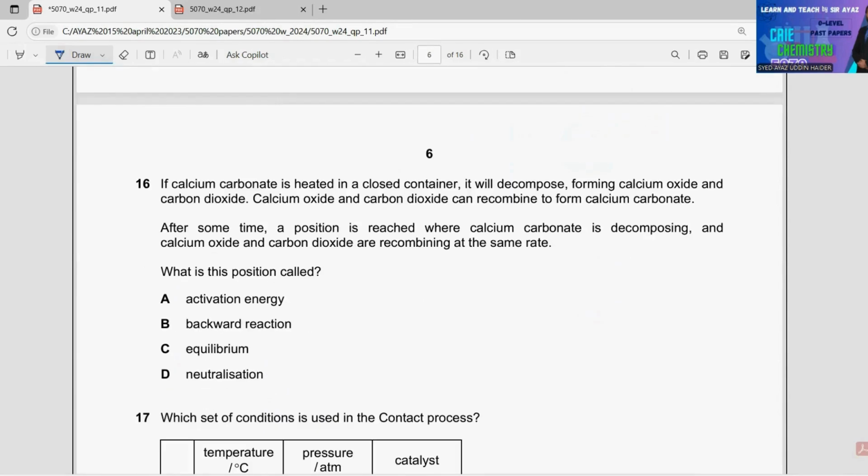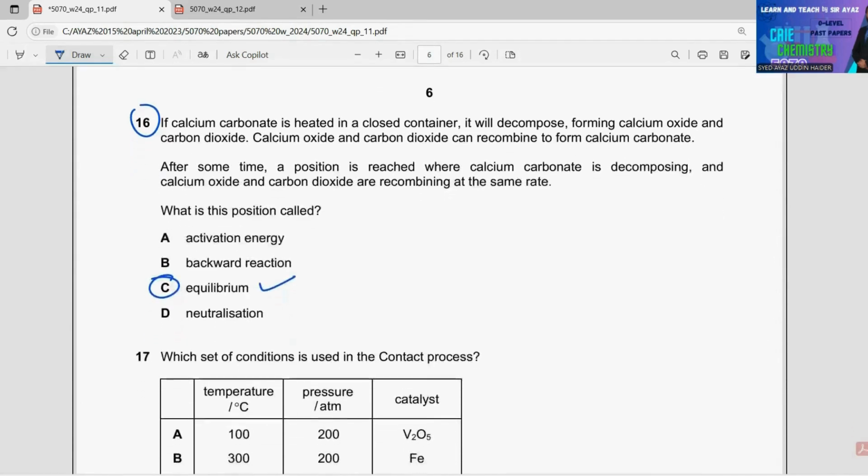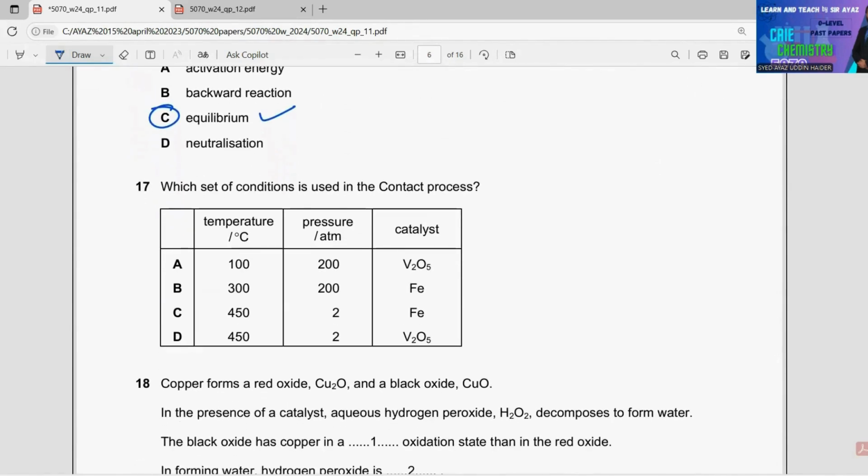Moving to the next MCQ, which is 16. If calcium carbonate is heated in a closed container, it will decompose, forming calcium oxide and carbon dioxide. Calcium oxide and carbon dioxide can recombine to form calcium carbonate. After some time, a position is reached when calcium carbonate is decomposing and calcium oxide and carbon dioxide are recombining at the same rate. What is this position called? We call it equilibrium. So we have only C as the right response for 16. Going to the next MCQ, which is 17.